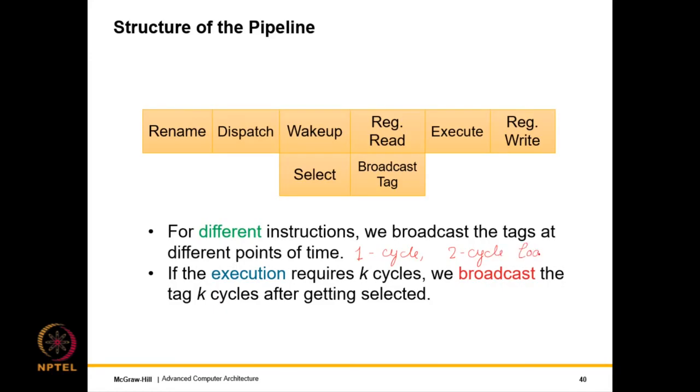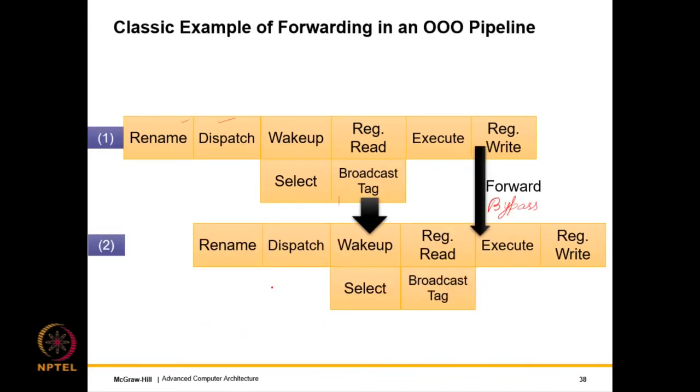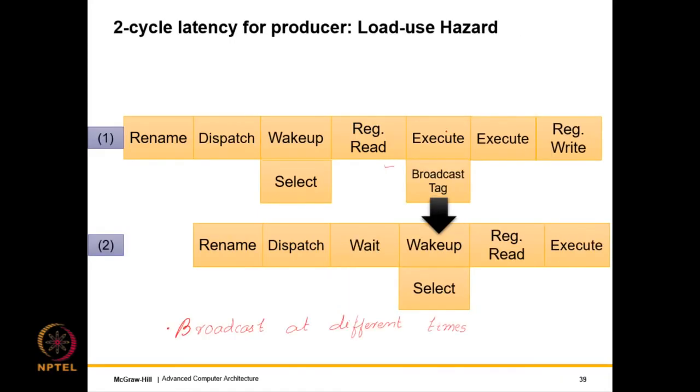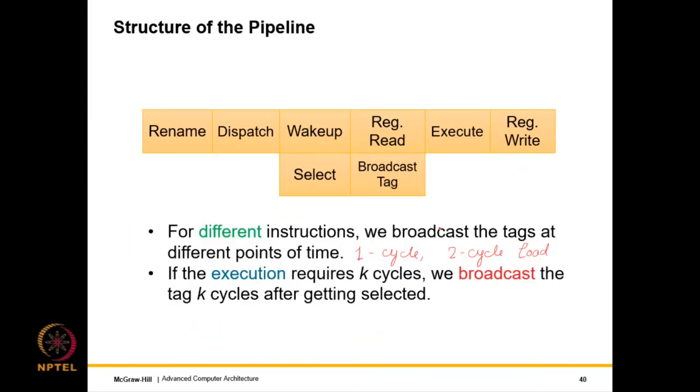So if I were to generalize this, I can say that if the execution requires k cycles, we broadcast the tag k cycles after getting selected. Is this true? Well, all that we need to do is go back. So in this case, the execution requires 1 cycle. So we select in this cycle, one cycle later we broadcast. In this case, the execution requires 2 cycles. So after selection, after 2 cycles, cycle 1, cycle 2, we broadcast. So this is the general idea of broadcasting.